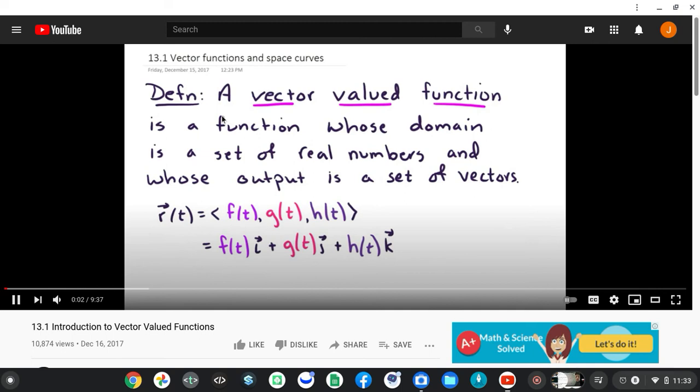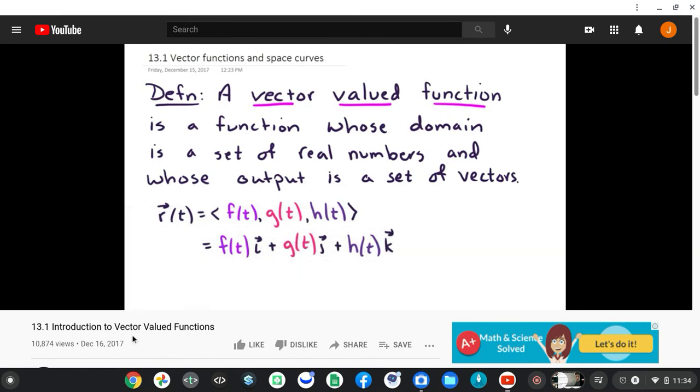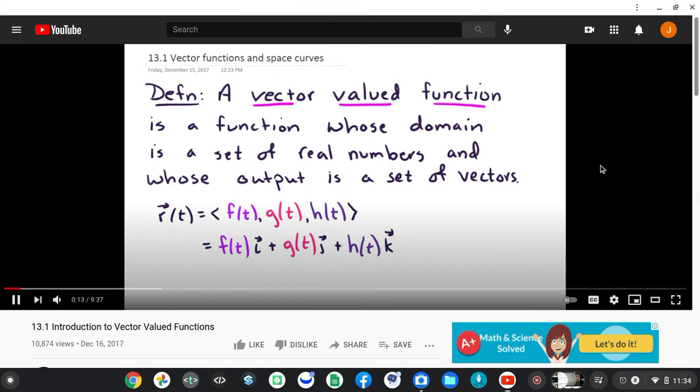In this video, I wanted to talk about vector-valued functions and bring in a little bit more interpretation of space curves here. A vector-valued function is a function whose domain is a set of real numbers, and whose output is a set of vectors.